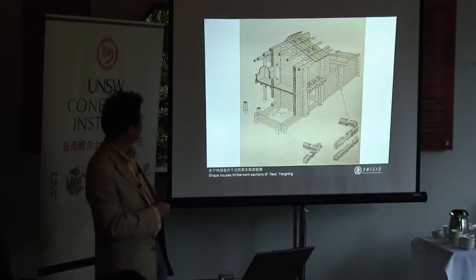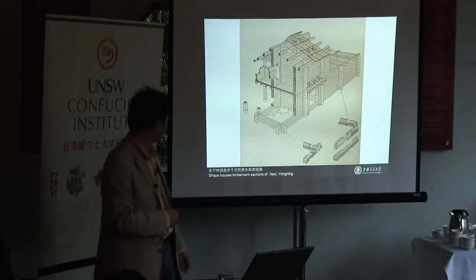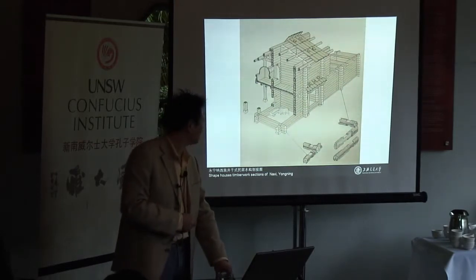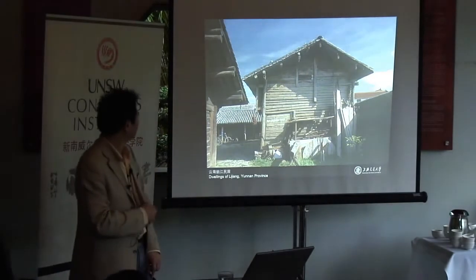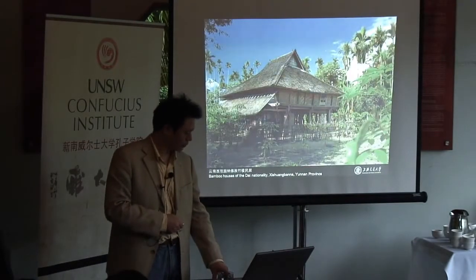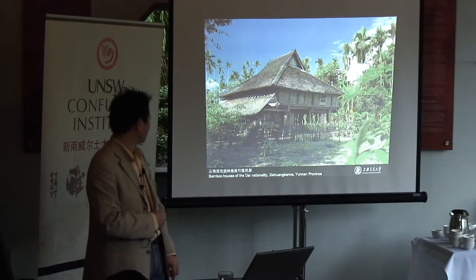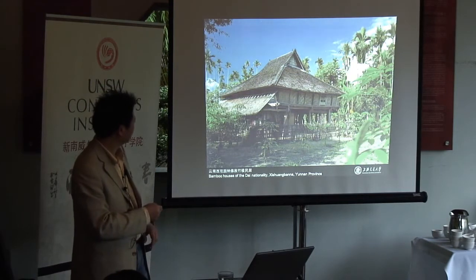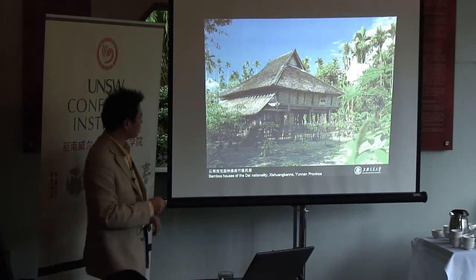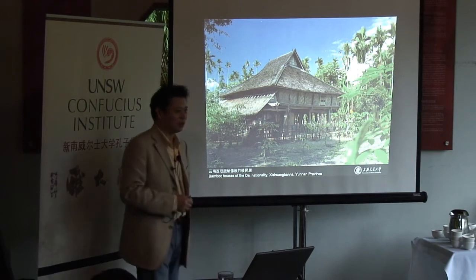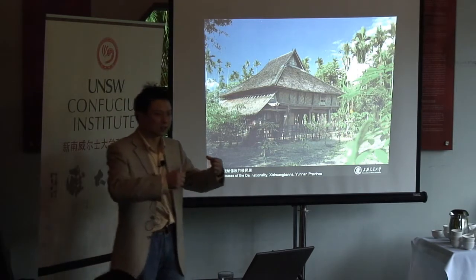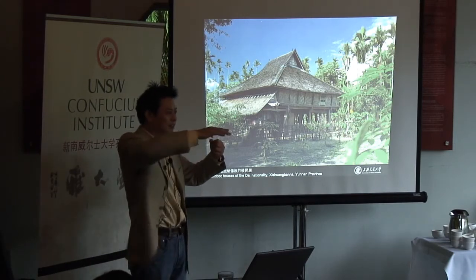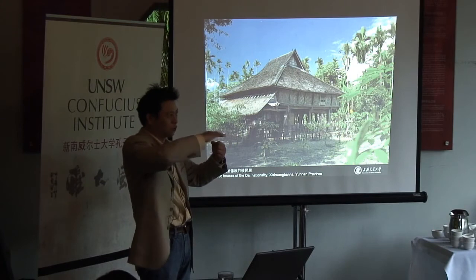This is a local house of the Naxi in Yongning, Yunnan Province. This is the bamboo house of the Dai people, Xishuangbanna, Yunnan Province. This style is also called Ganlan style, which means it uses posts to support a raised living floor.